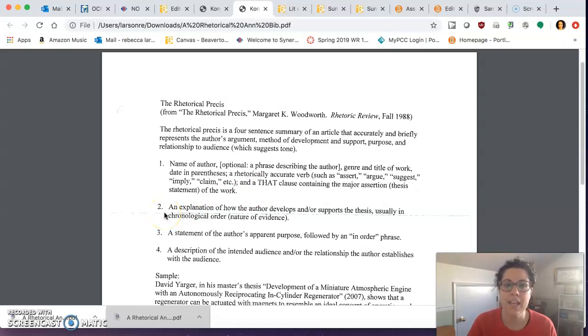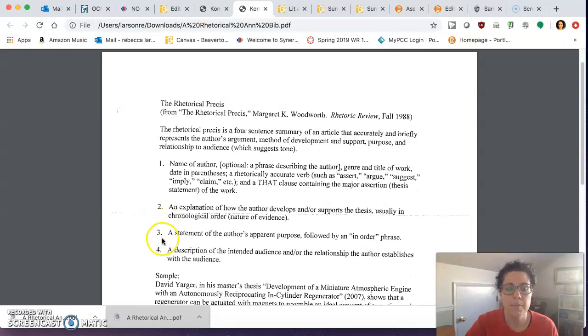Your second sentence is going to be an explanation of how the author develops or supports the thesis in chronological order. So how do they lay it out in the essay? How do they lay it out in their TED Talk? What did they start with? What did they go with second? What did they go with third? I find students are successful in the second one when they use those simple transitions like first, second, next, finally.